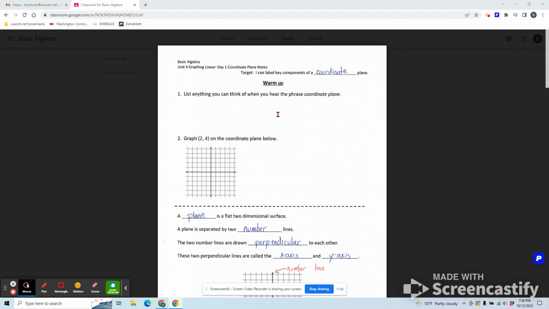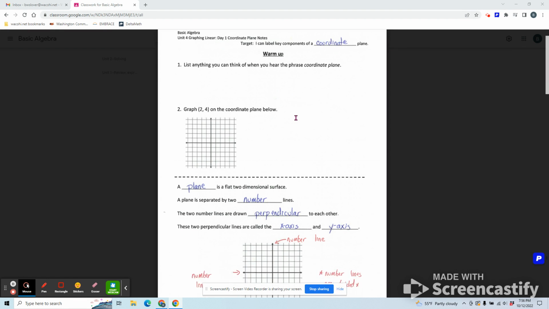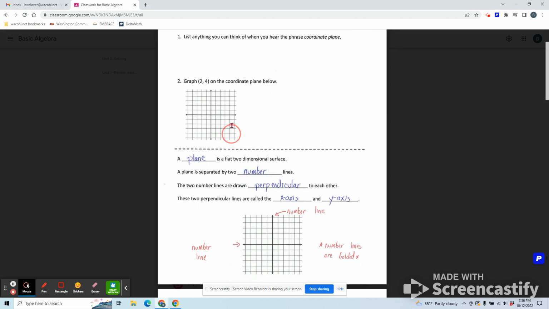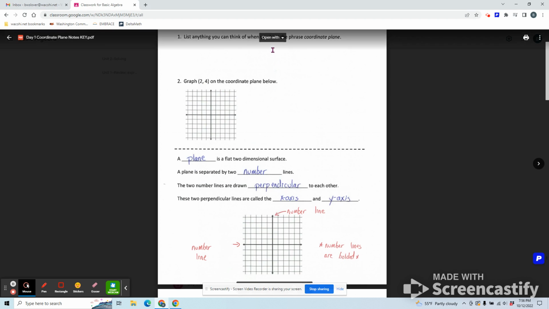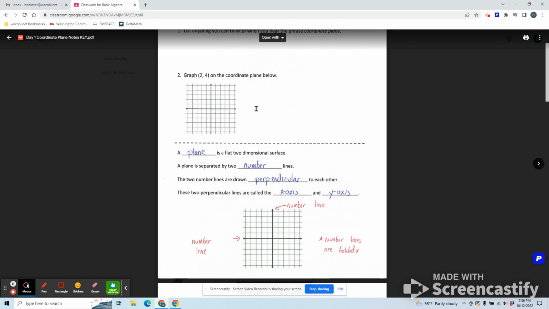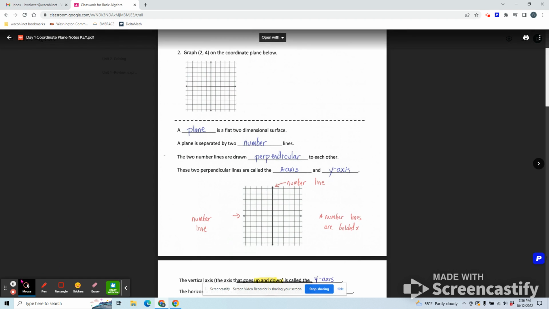Slover's Math. Today we're going to talk about coordinate planes. So you're going to be able to label key components of a coordinate plane. You may be thinking, what is a coordinate plane? This is a coordinate plane. It's a fancy way to say a graph. So if you want to, you can work through the warm-up. It's up to you. It's just getting you ready for what we're going to do in the lesson.